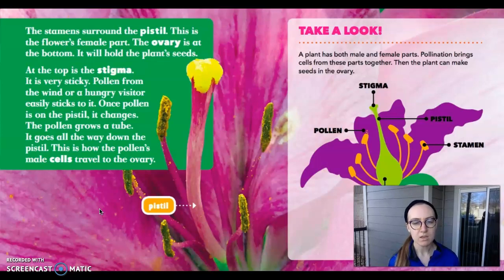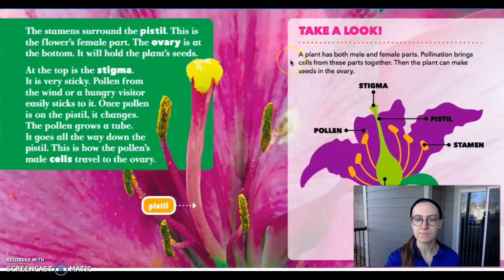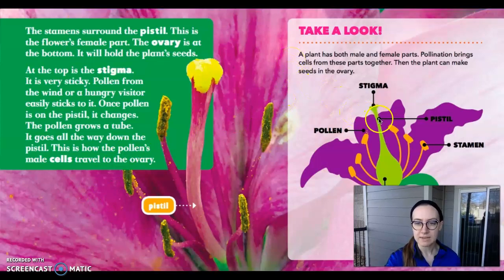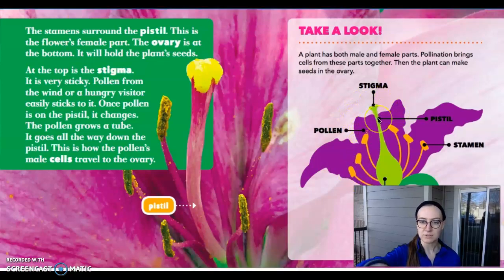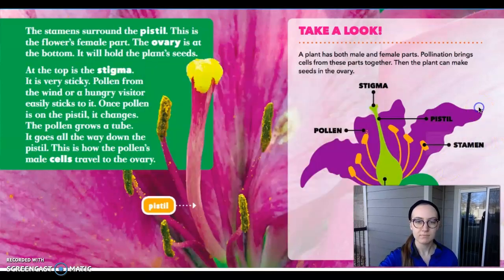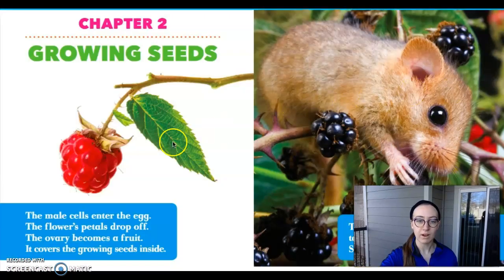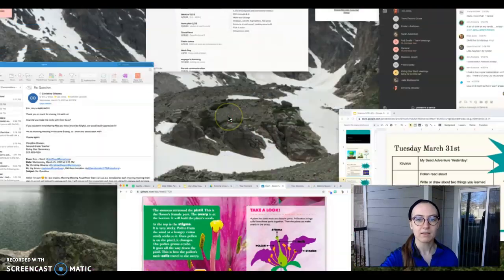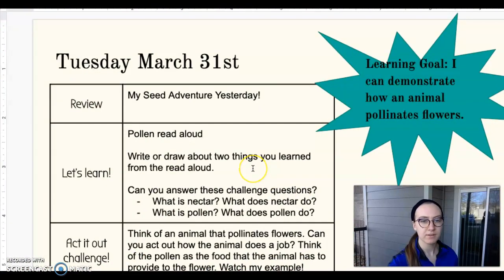So I think that the animal comes to eat some nectar, right, the liquid sugar, and they end up getting pollen all over the flower, and so then that helps it grow. So look, they drew us a little picture here. So your pollen comes and it gets on the stigma and the pistil, and it's right here too. And then once it goes down, that helps it grow. Stamen.